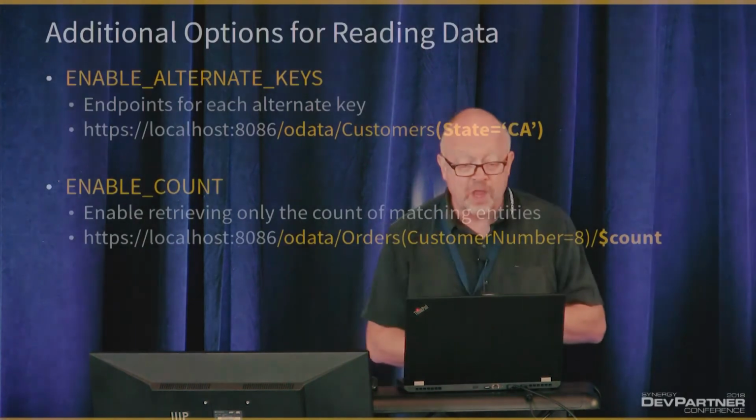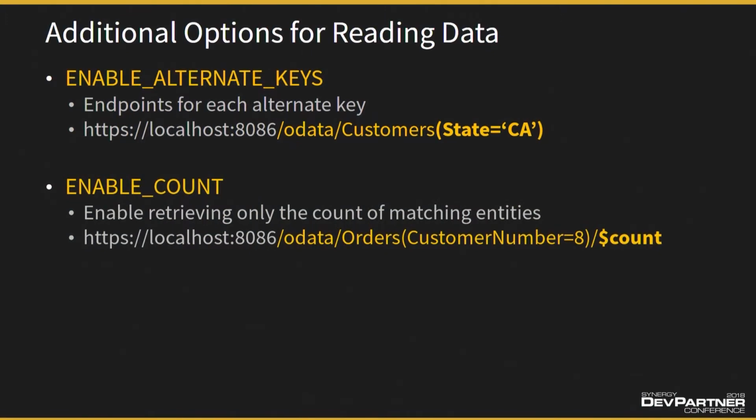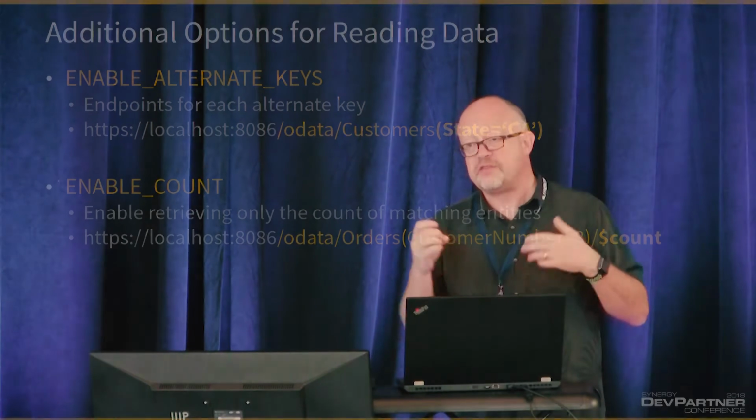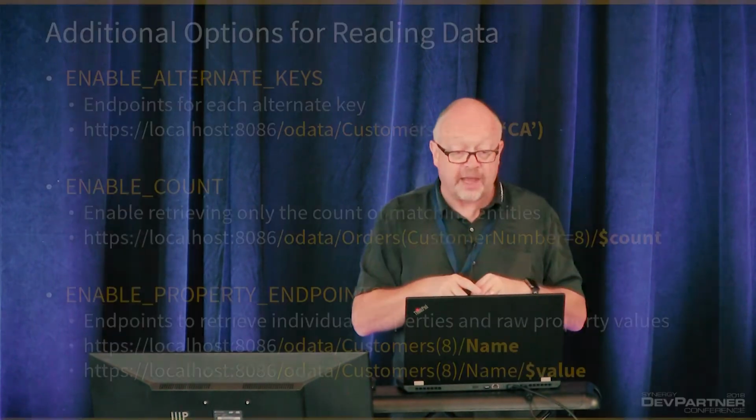or whatever is defined by a primary key. You can also turn on the enable count option, and if you do so, that enables you to go drill against an entity set, a collection, and add $count on the end, and instead of returning all customers or all customers in California, it just says there are 15 of them. So it gives you a count of how many entities. How many orders does customer 5 have? 37. Okay, so that may or may not be useful in your client applications.